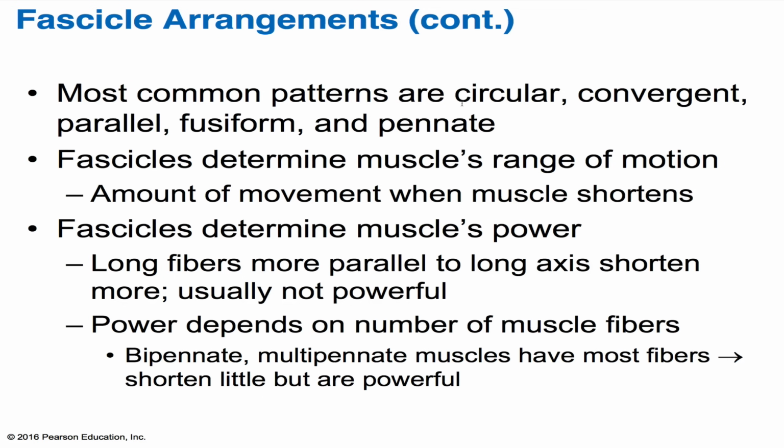Muscle power depends on the total number of muscle fibers in the muscle. The greater the number of muscle fibers, the greater the power. So when you look at these bipennate and multipennate muscles, they pack in a lot of muscle fibers. However, they shorten very little. But because they have so many muscle fibers, they're still very powerful.